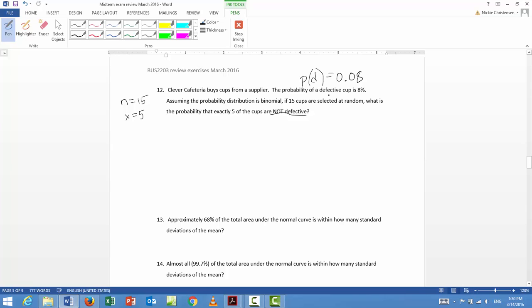Okay, this is the type of problem that trips a lot of students up, because the probability given in the problem is the probability of being defective, which is 8%. But what we're looking at in the problem is the probability of being not defective. So we've got to use the complement rule before we start. The probability of being not defective is 0.92.